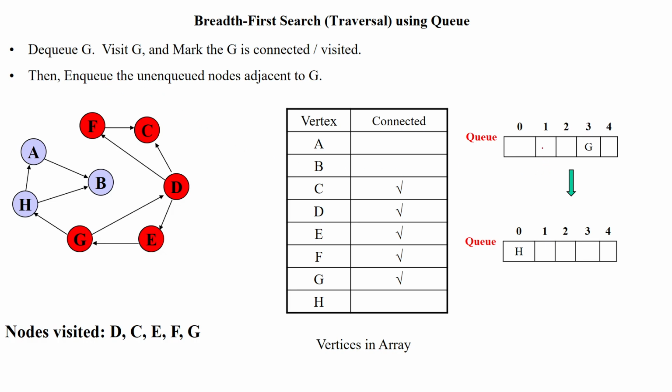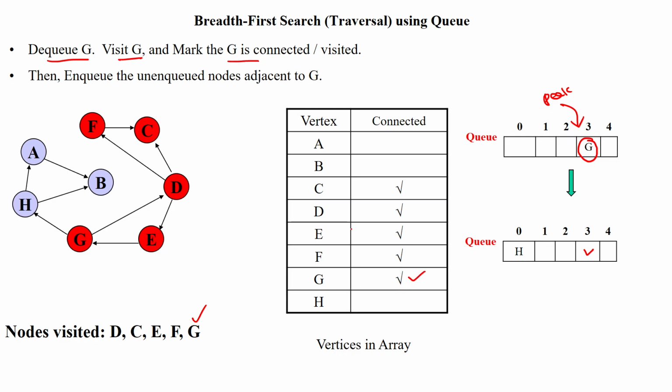So now we will take the queue. The queue has the peek element. Peek means the element which is available at the front end. Okay, so we are accessing that. We are deleting that G from the queue. Yes, it is deleted. Then visit G. Yes, it is marked as visited, and also marked as connected.